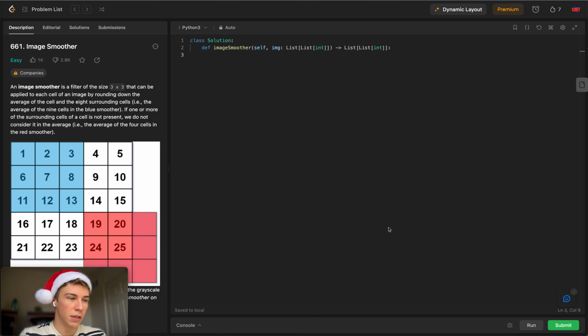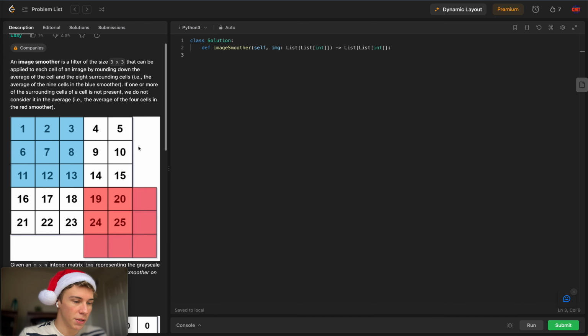Hello and welcome to today's daily Leetcode challenge. Today we have another easy question, 661, image smoother. So let's get to the description, then go over the solution process and the thinking process, and then the implementation.